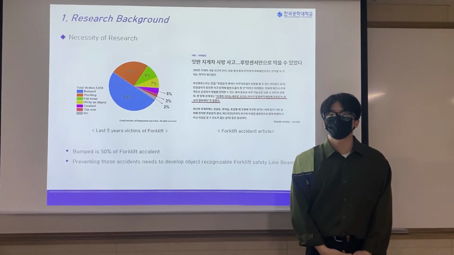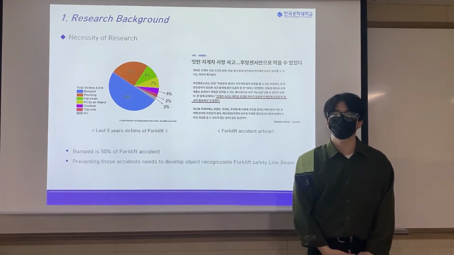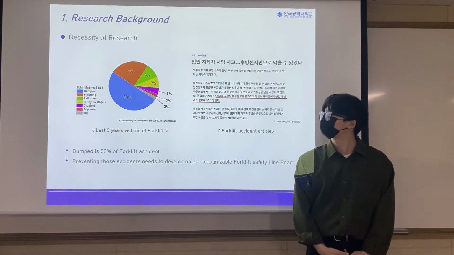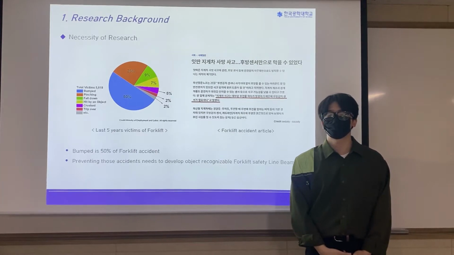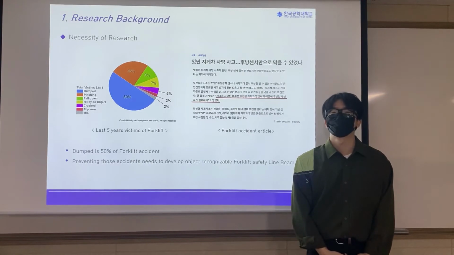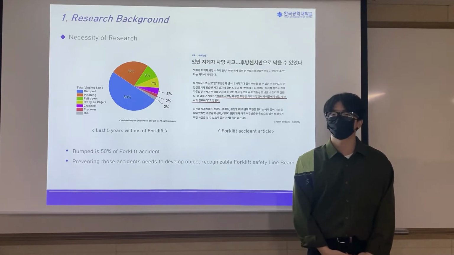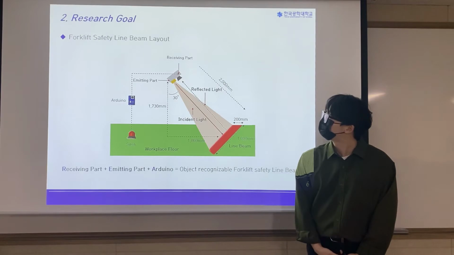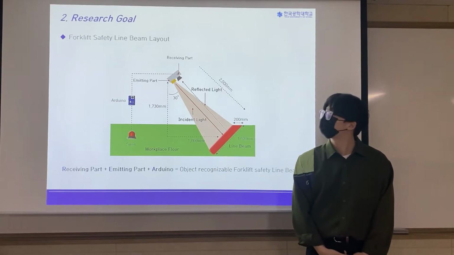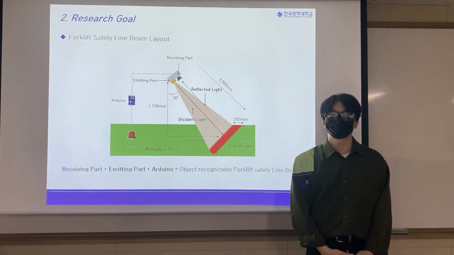accidents occur while reversing. They use the safety device, but it's hard to check the rear, and then accidents have occurred. So we thought we should add a back detection function to the existing line beam. The function is for the driver to recognize the worker's approach. This is our project goal. Next presenter, Yang Byung-moon, will explain the research objective in detail.